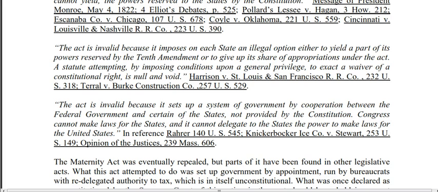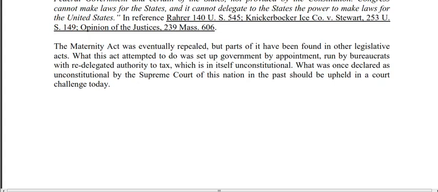And in Knickerbocker Ice Company versus Stewart, they ruled that the Act is invalid because it sets up a system of government by cooperation between the federal government and certain of the states not provided by the Constitution. Congress cannot make laws for the states, and it cannot delegate to the state the power to make laws for the United States. The Maternity Act was eventually repealed, but parts of it have been found in other legislative acts.